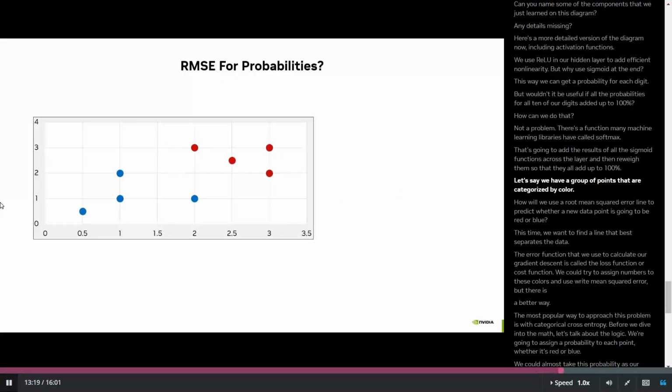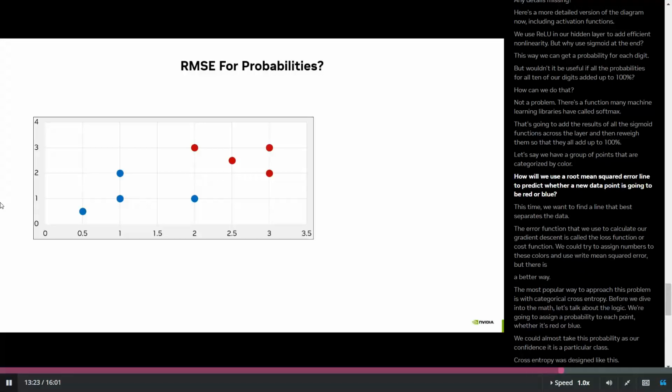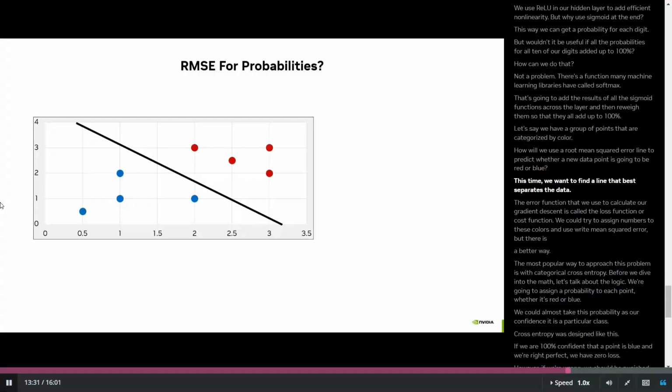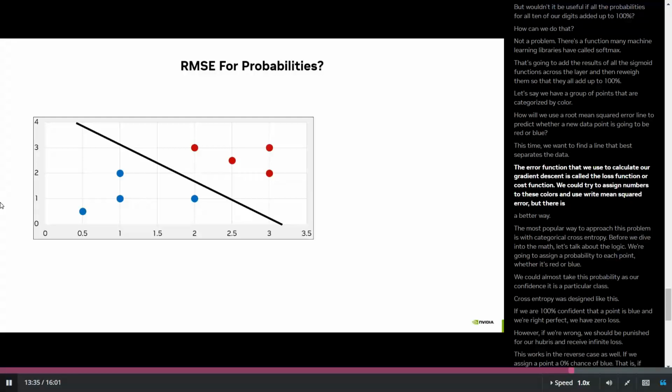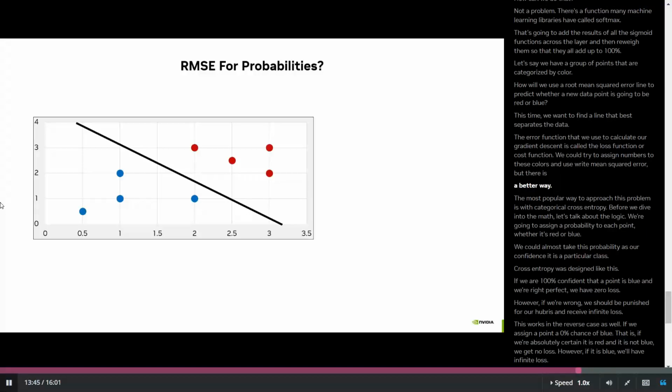Let's say we have a group of points that are categorized by color. How will we use a root mean squared error line to predict whether a new data point is going to be red or blue? This time, we want to find a line that best separates the data. The error function that we use to calculate our gradient descent is called the loss function or cost function. We could try to assign numbers to these colors and use root mean squared error, but there's a better way.